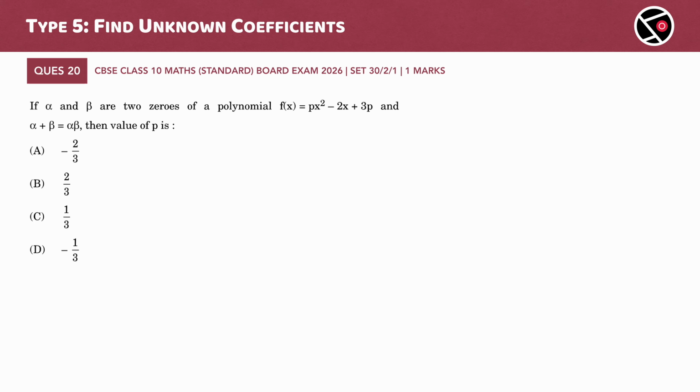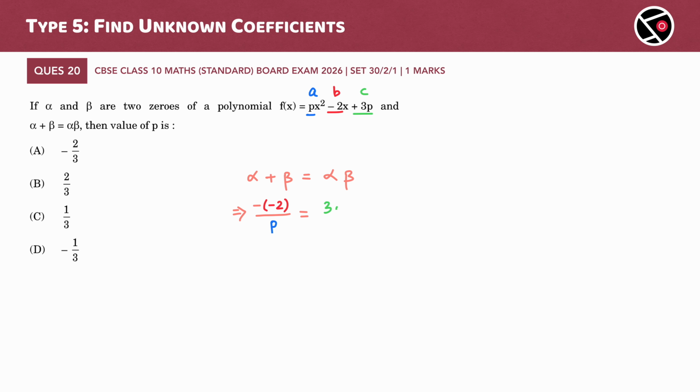We have a polynomial with two zeros, alpha and beta. And we have to find the value of p. We start with alpha plus beta equals alpha beta. Alpha plus beta is minus b over a. b is minus 2 and a is p. So alpha plus beta is minus of minus 2 over p. Then we have alpha beta, which is c over a. c is 3p. It is not 3. Don't forget the p. a is p.